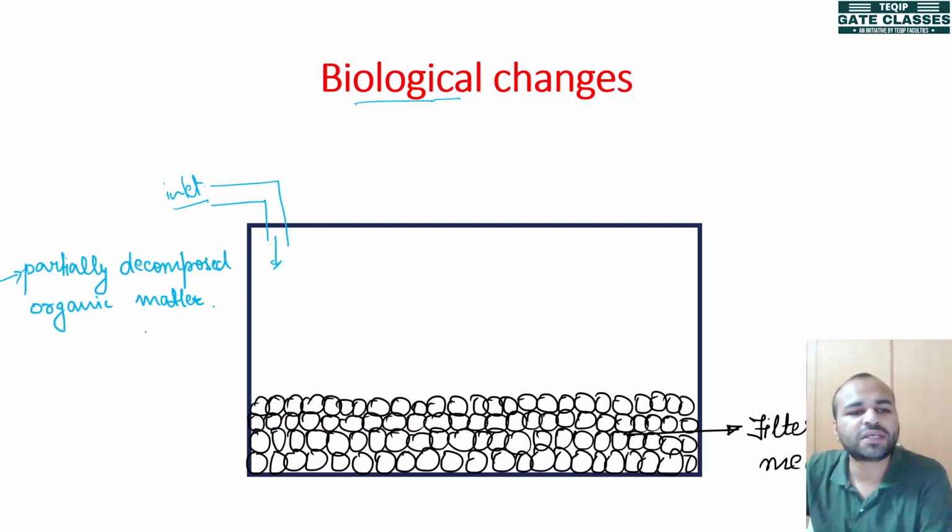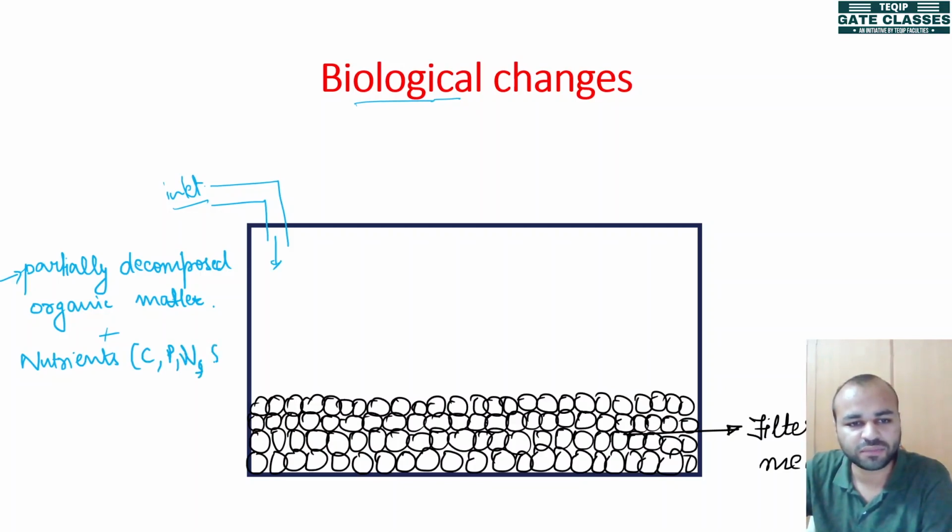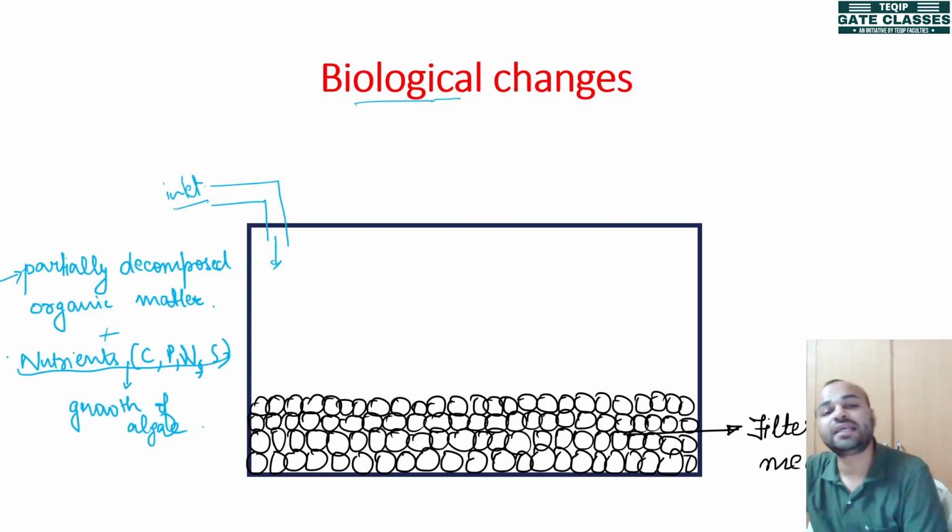Next, what happens is that along with this partially decomposed organic matter come nutrients. Nutrients may be in the form of carbon, phosphates, nitrogen or sulfur. Now what happens? These nutrients promote the growth of algae in this layer.